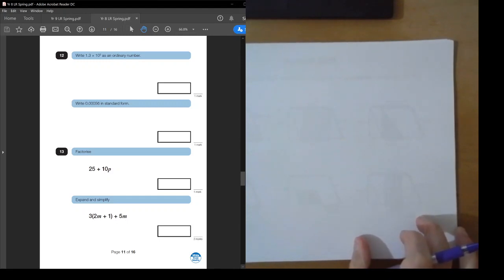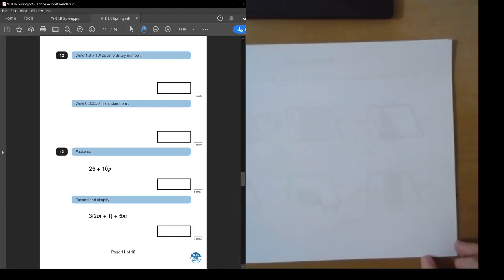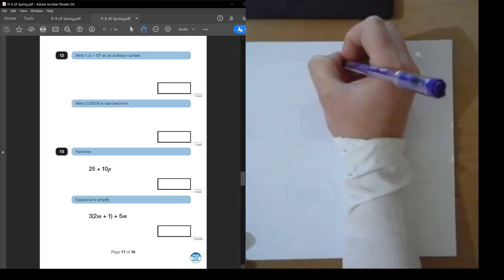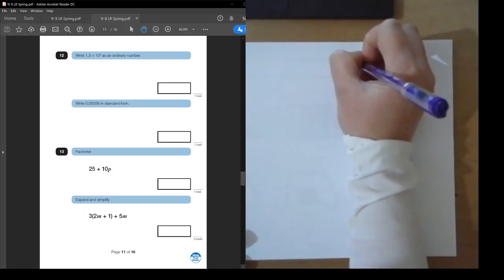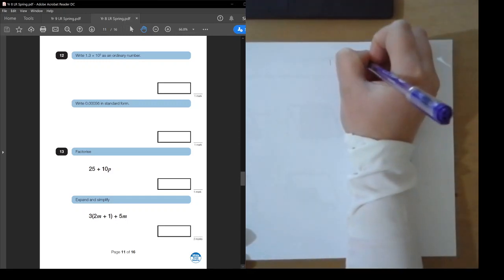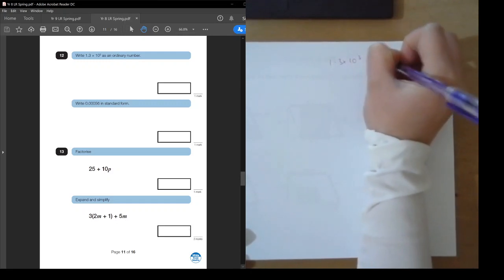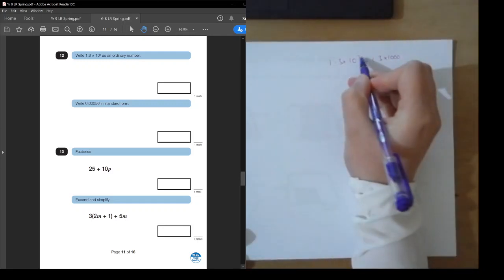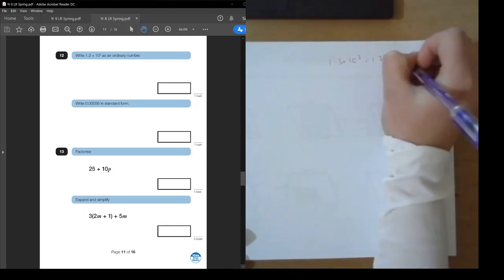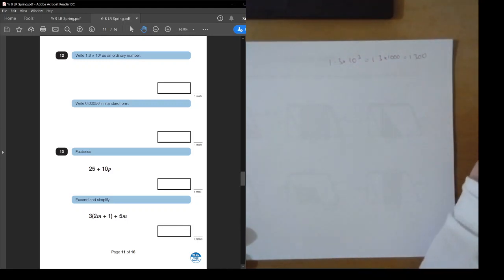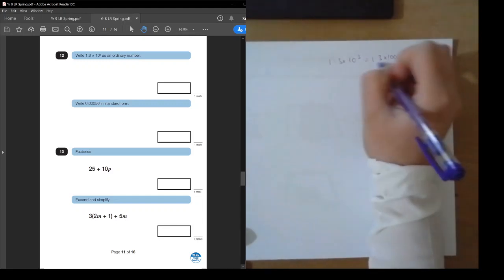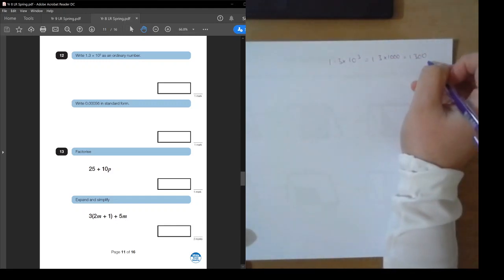Next one, standard form. You guys spent a lot of time on this, and you're pretty much experts on it, and then you did this, and then I was like, what happened? So you've got 1.3 times 10 to the power of 3. This is the same as me putting 1.3 times 1,000, because 10 to the power of 3, you've got 1, 3 zeros, which is 1,300. A couple of you actually wrote this, but then wrote 13,000. Let's just leave that pause.